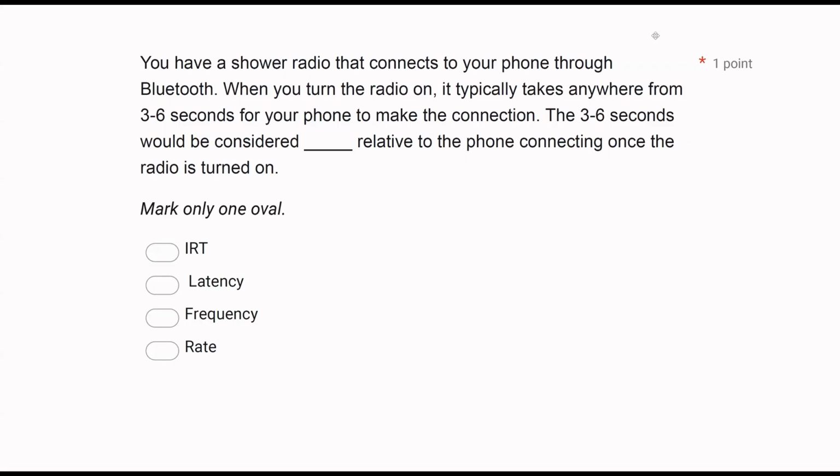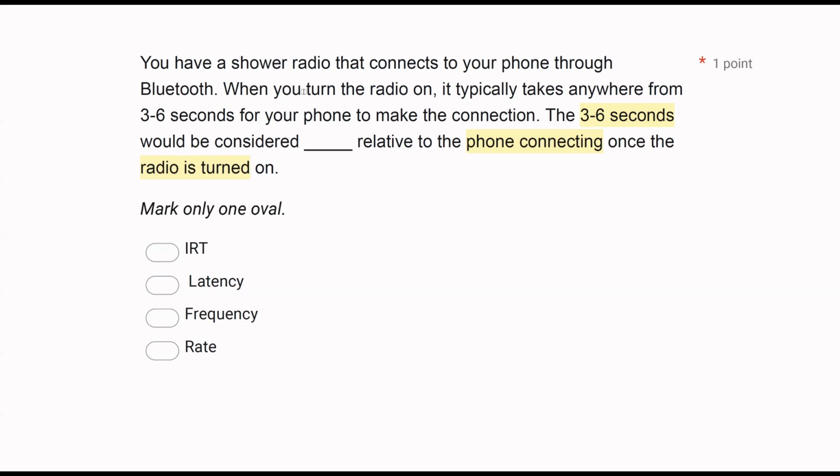You have a shower radio that connects to your phone through Bluetooth. When you turn the radio on, it typically takes anywhere from 3 to 6 seconds for your phone to make the connection. 3 to 6 seconds would be considered blank relative to the phone connecting once the radio is turned on. So we are looking at this measurement of 3 to 6 seconds, and it's in relation to the phone connecting to the radio. Now, what do we know about the phone connecting to the radio?